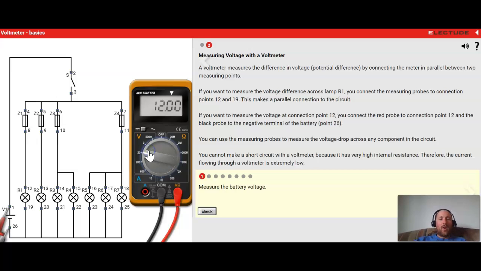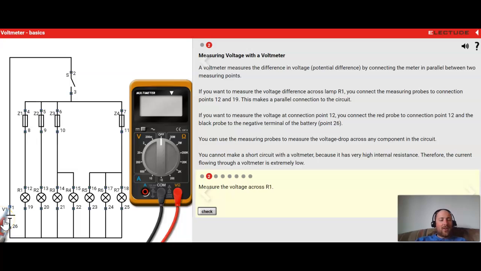So if I bump it up again, oh, all of a sudden it says 12 volts. Okay, so I can see that I'm measuring 12 volts. I'll check that. Yep, correct. The battery is a 12 volt battery, which is the battery in your car. So as we go through this, it's going to ask us to measure different voltages in different places.